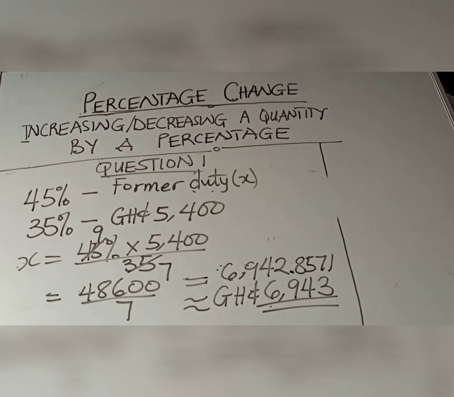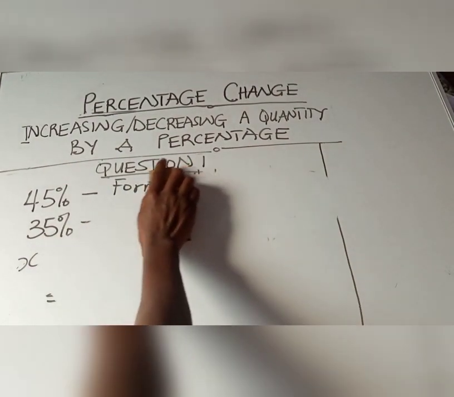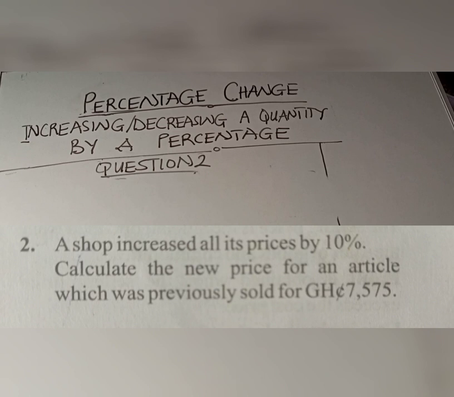Okay. Now let's look at the second question. Now, from the board, on the screen, the second question says that a shop increased all its prices by 10%. Calculate the new price for an article which was previously sold for 7,575 Ghana cedis.